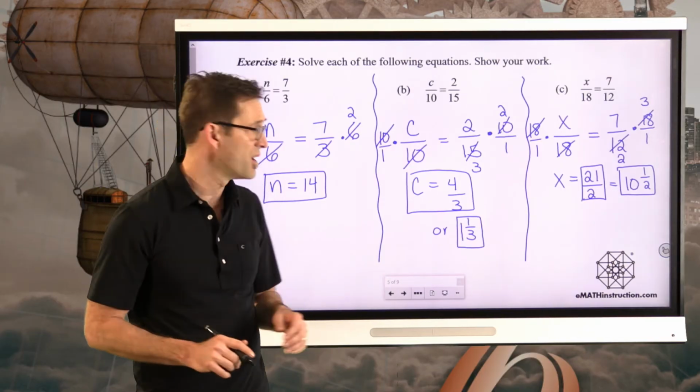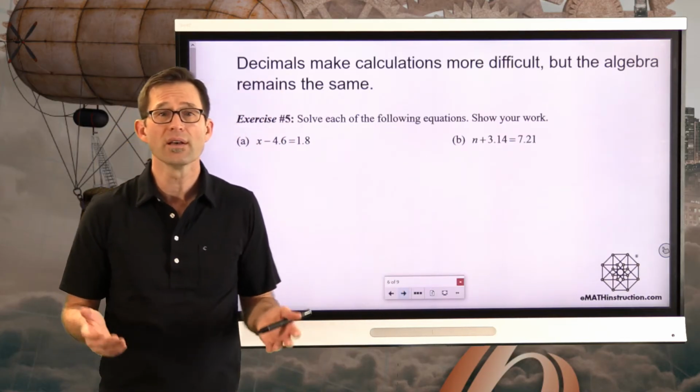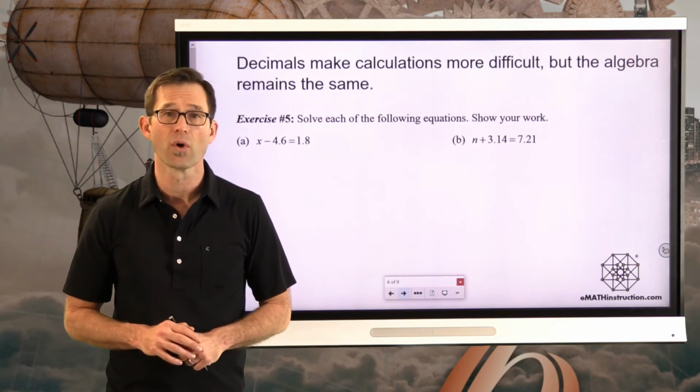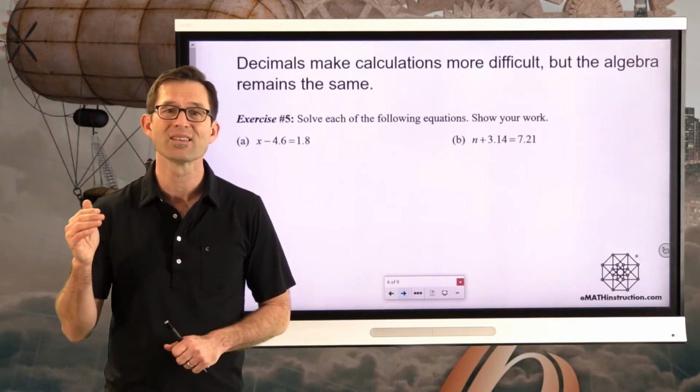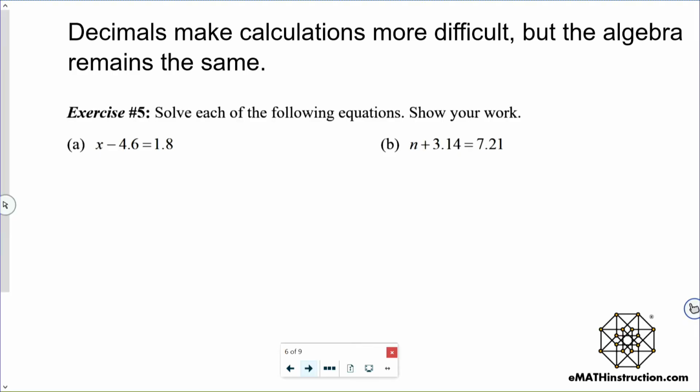Let's now work a little bit with decimals. Okay? Now decimals are the same thing, right? Decimals make the calculations more difficult, but the algebra remains the same. Let's take a look at exercise number 5. Solve each of the following equations, show your work.